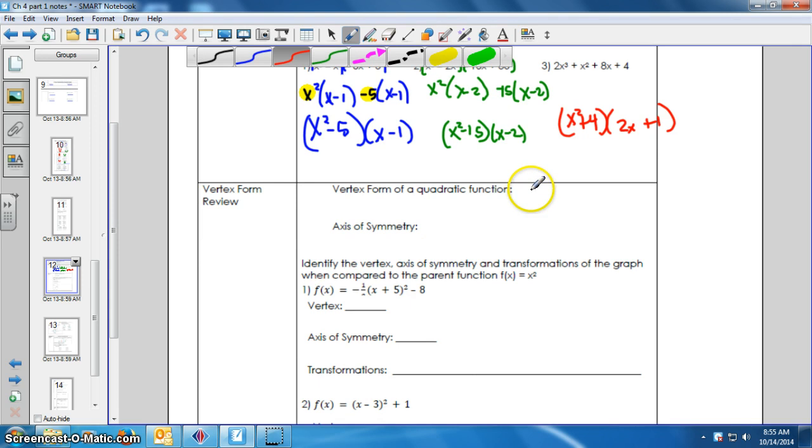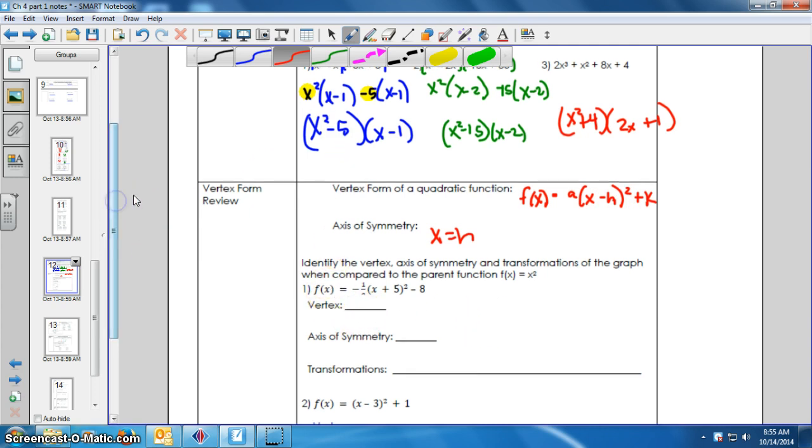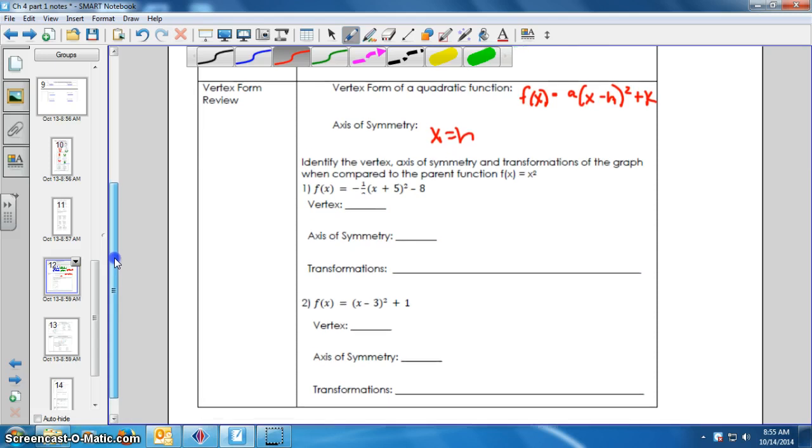Vertex form, we have seen. That's not anything new, where we have the a in front, we have the x minus h squared, and then we have the k behind it. And then that axis of symmetry is our x equaling our h. So right there, that is our axis of symmetry. Okay, so we have vertex and axis of symmetry that we're identifying.